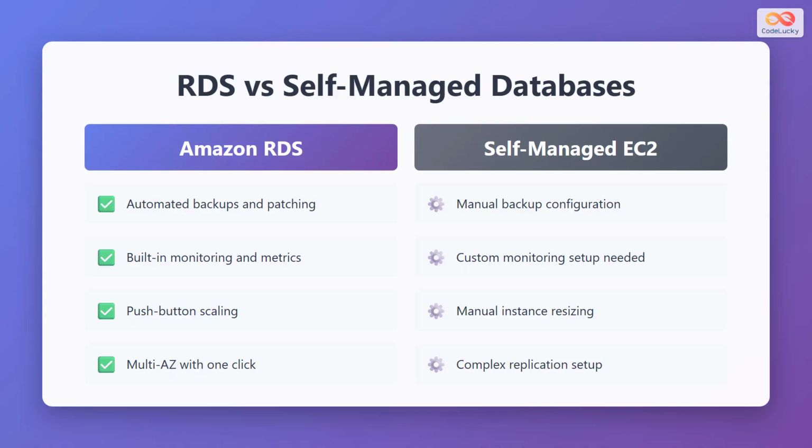Comparing RDS to self-managed databases on EC2 instances highlights significant differences. With RDS, you get automated backups and patching, built-in monitoring and metrics, push-button scaling, and multi-availability zone deployment with one click. In contrast, self-managed databases require manual backup configuration, custom monitoring setup, manual instance resizing, and complex replication configuration. RDS eliminates operational overhead and reduces the chance of human error.